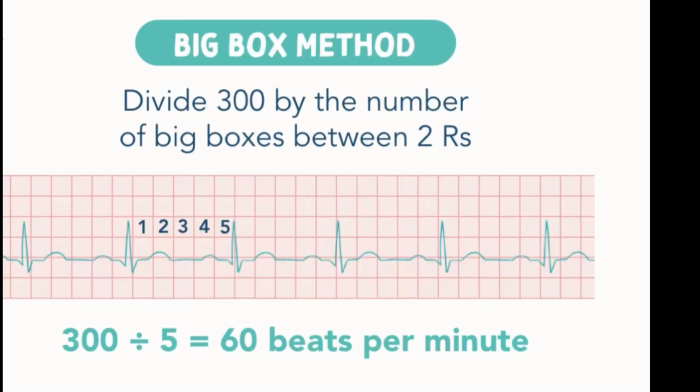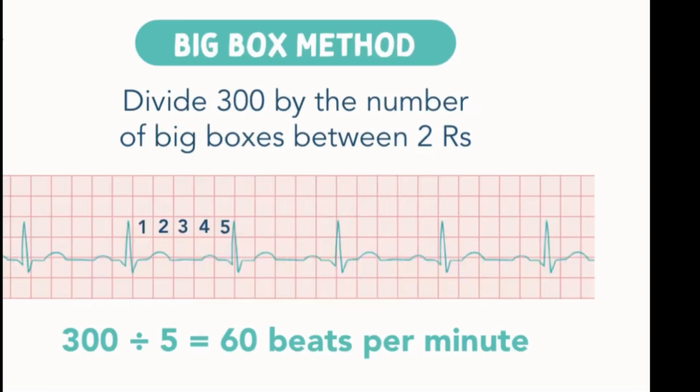For example, if there are 8 boxes, then 300 divided by 8 is equal to 37, so almost 38. You can see the heart rate is decreasing, so the patient is having brady. For example, if the number of boxes is 3, then 300 divided by 3 is 100. So the patient is having tachy. From this you can remember, if the RR interval is increasing, the patient is having brady. If the RR interval is decreasing, it means the patient is having tachycardia.